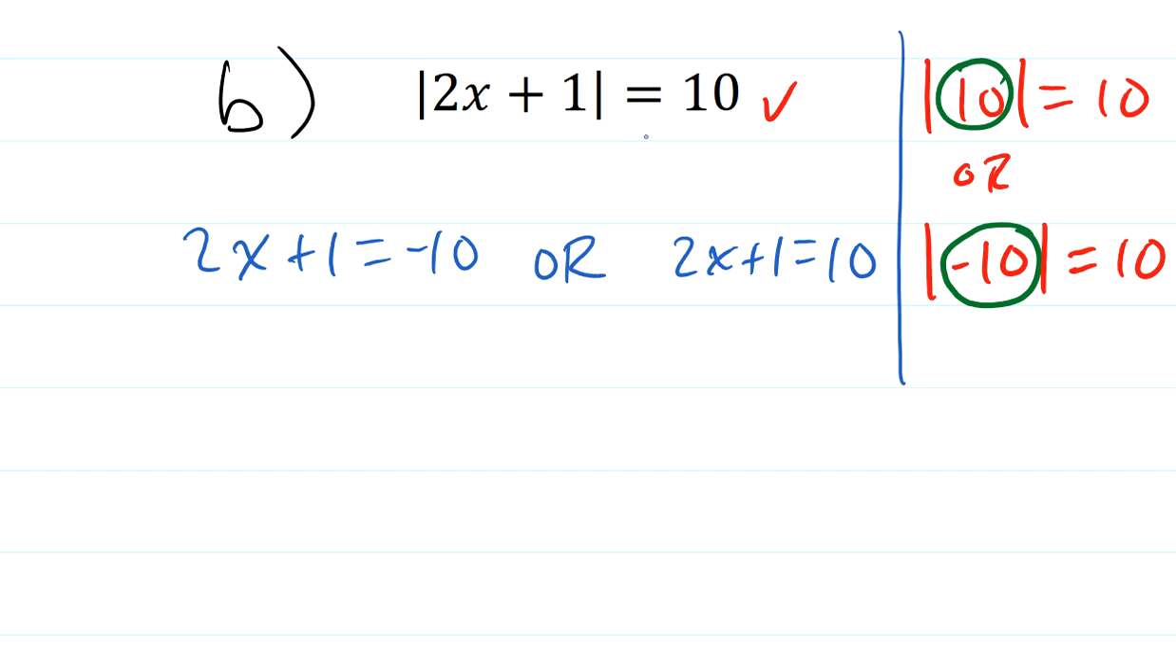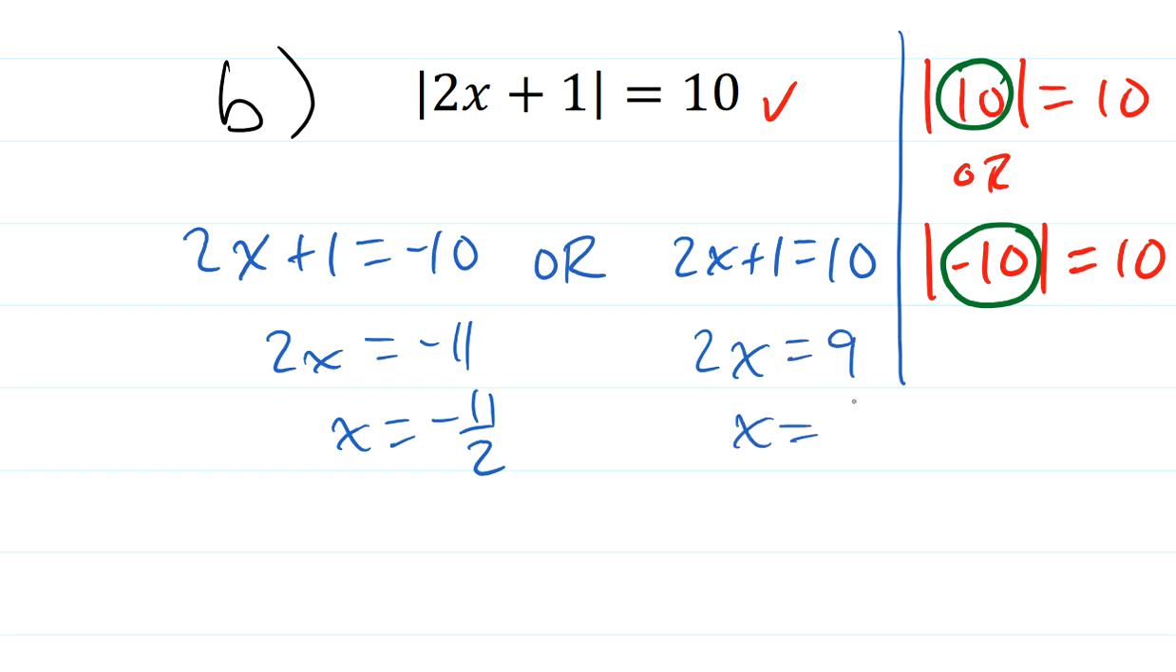Anyways, if I solve these, it's the same 2 steps. I'm going to take away 1 from both sides. So on the one hand, I get that 2x equals negative 11. Therefore, x is negative 11 halves. And for my other solution, I take away 1 from both sides, I get that 2x is equal to 9. And when I divide both sides by 2, I get that x is 9 halves.